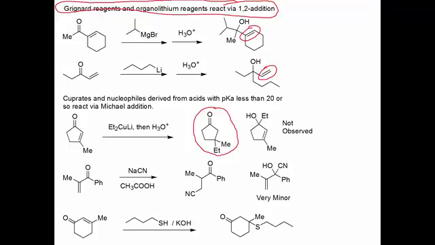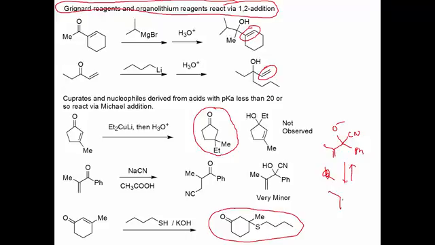Okay, the amine and sulfur nucleophiles also add predominantly via Michael addition. So here this thiol reacts with KOH to produce exclusively the Michael addition product that you see here. And these are reversible reactions. In each case, we'll just look at the first one. Because these reactions are reversible, we ultimately end up making the thermodynamic product, which is the Michael addition product.